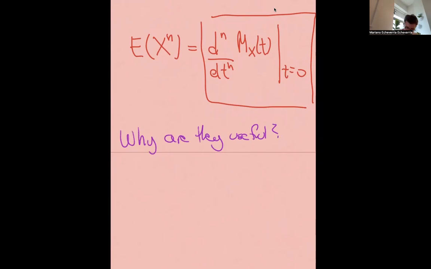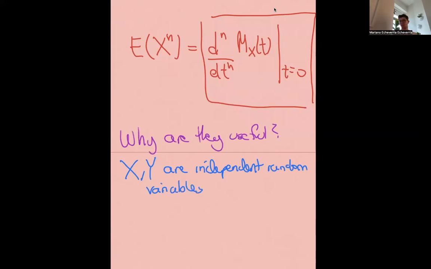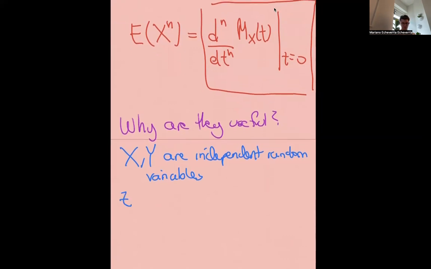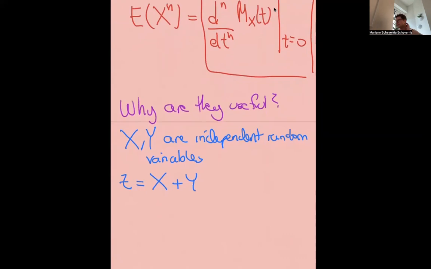So what happens if x and y are independent random variables? Then you can define a new random variable, which is their sum. And my claim is that for the sum, the moment generating function of the sum will just be the product of the moment generating functions.